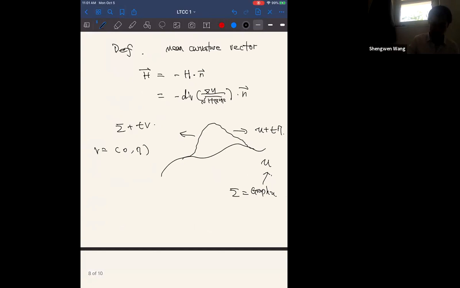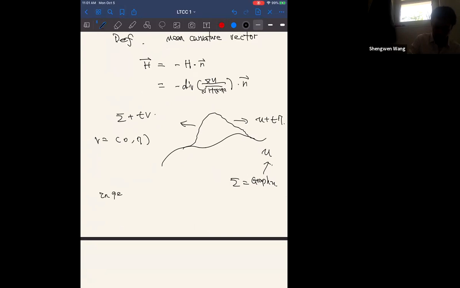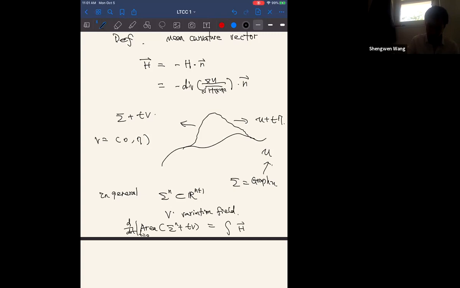So in general, for Sigma^n in R^(n+1), a hypersurface, and you have a variation, then d/dt of the area of Sigma^n plus tV, evaluated at zero, is equal to the integral of the mean curvature vector times the variational field, integrating using the induced measure on the hypersurface.